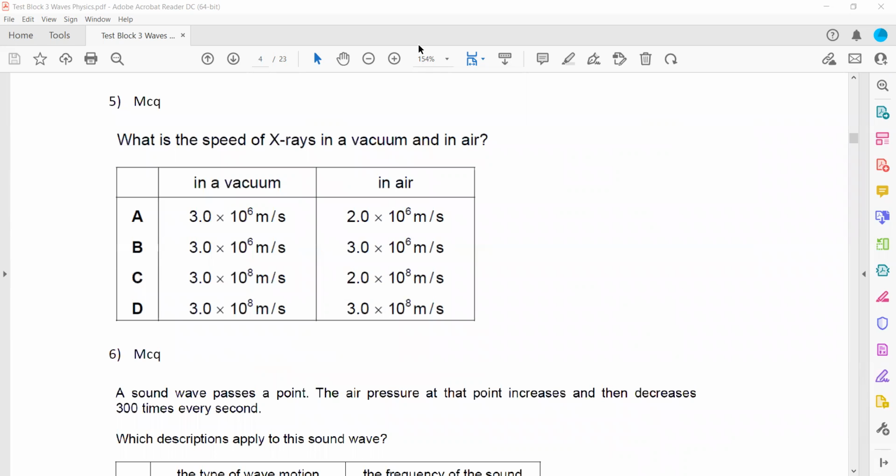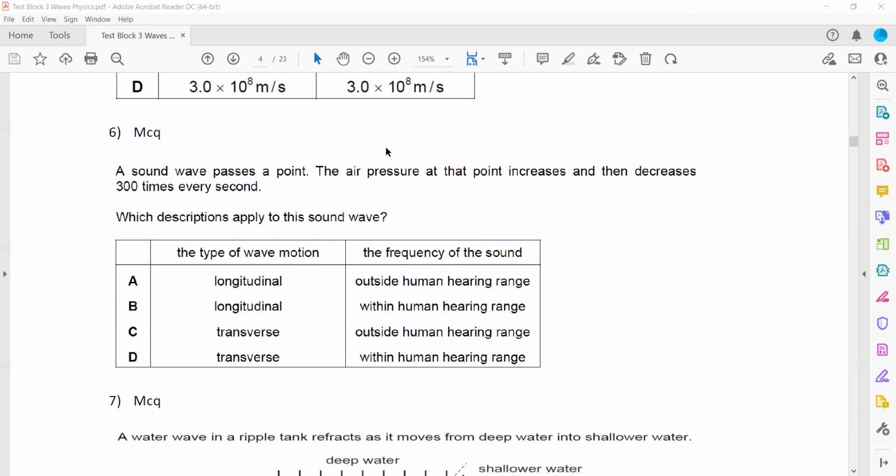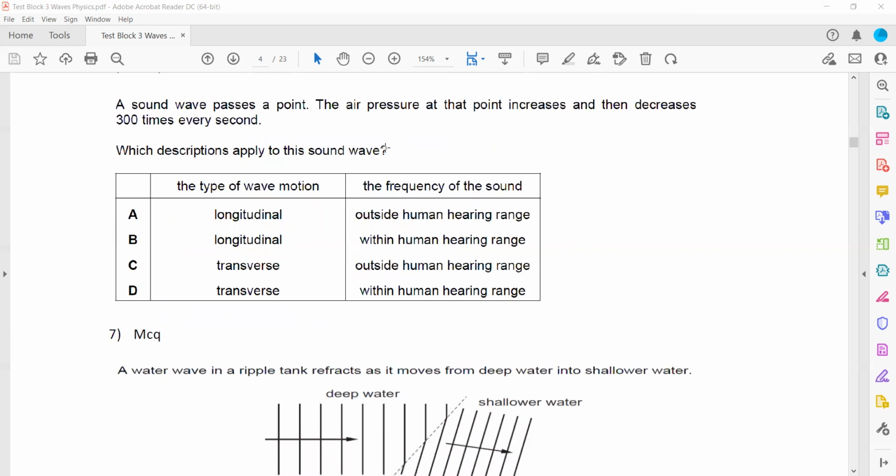Question 5, what is the speed of light, X-ray in vacuum and in air? So approximately, there is a very small, negligible change in speed. It is 3 into 10 to the power 8 in vacuum, and approximately the same speed in air. So D is the right answer. For all electromagnetic radiation in vacuum and in air, there is a change, but that is negligible, so we say that it is the same as the speed in vacuum.